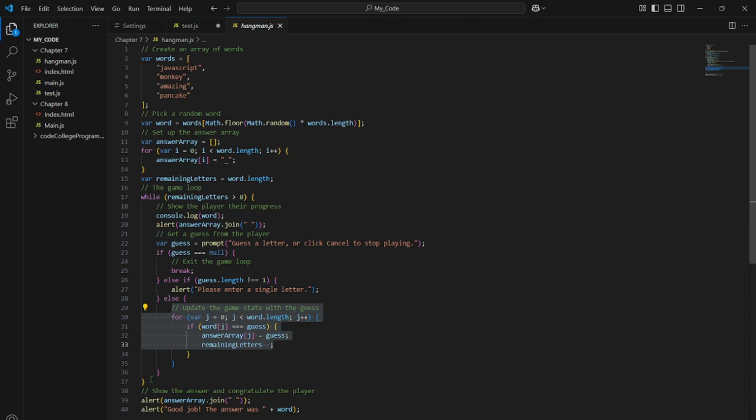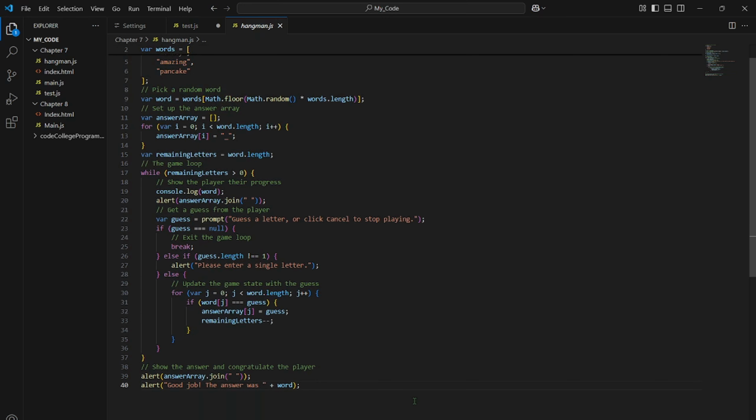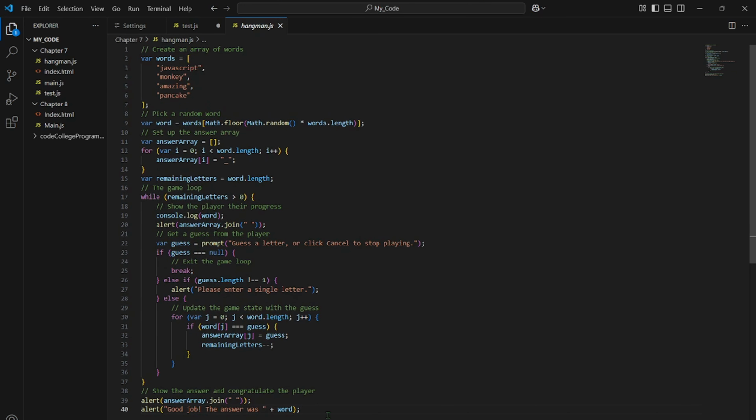Once the player has guessed the correct answer, there will be an alert saying good job, the answer was the word that you figured out. It will basically join the sentence with the word. I don't think there'd be anything if they didn't get it correct, because it just keeps looping back until they get it. So if they don't get it correct, it'll just keep looping.